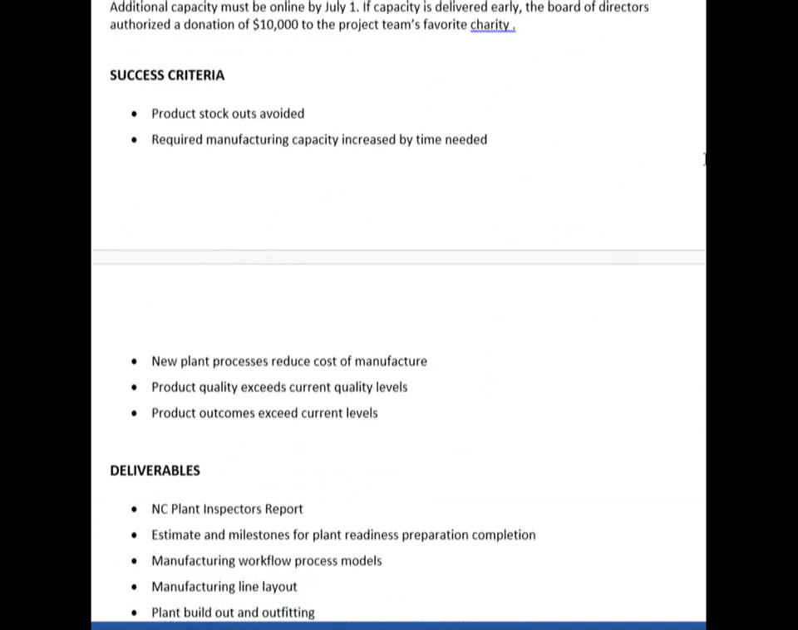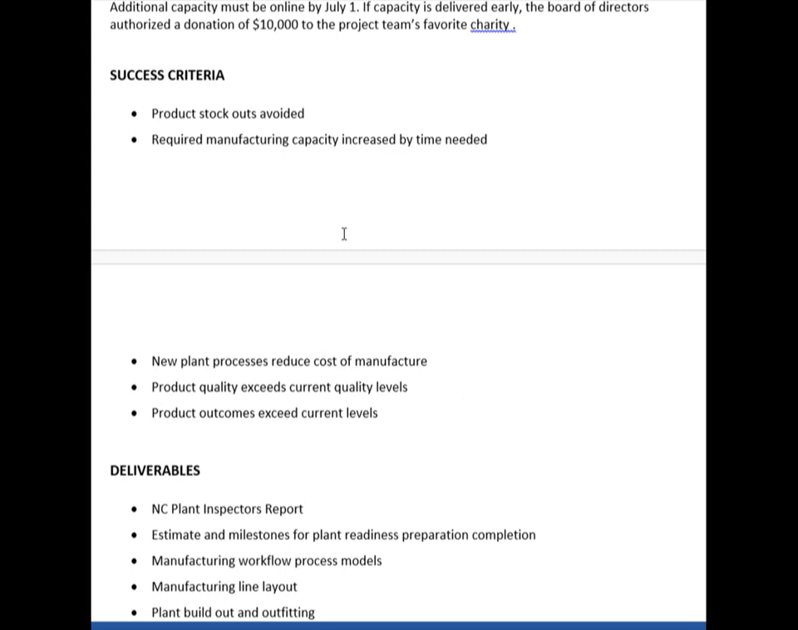Our success criteria indicates what it looks like when the project is done. How do we know that the project is done? What are the very specific elements that lead to success? That we've avoided stockouts in this case. We have manufacturing capacity by the time needed. There are new plant processes that reduce the cost of manufacture, product quality, and then product outcomes.